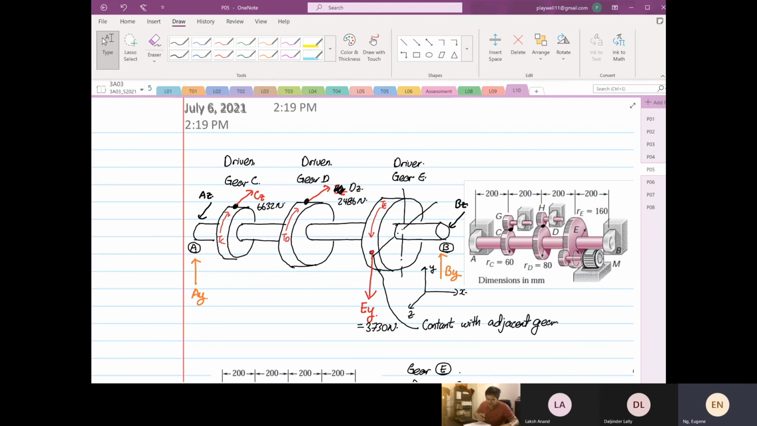Okay, just to do this. But again, as engineers, we cannot just trust the black box. We have to more or less learn how the black box works. Right, so that is all I'm going to do for the design of transmission shaft.